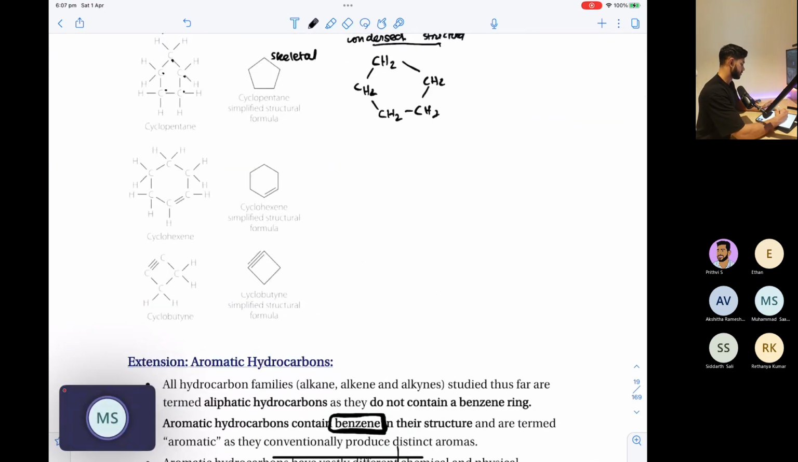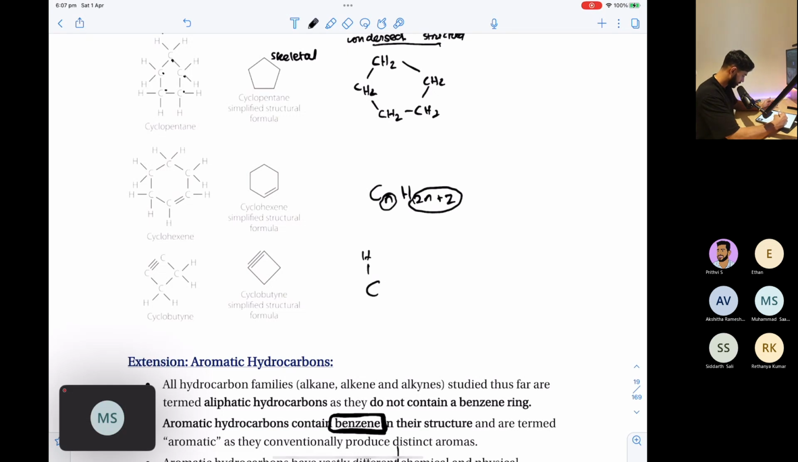Yeah, so Mohammed, the general rule for naming an alkane is CnH2n+2. What this means is when the number of carbons is equal to n, the number of hydrogens will always be 2n+2. Let me give you an example. If I have methane, right, Mohammed?